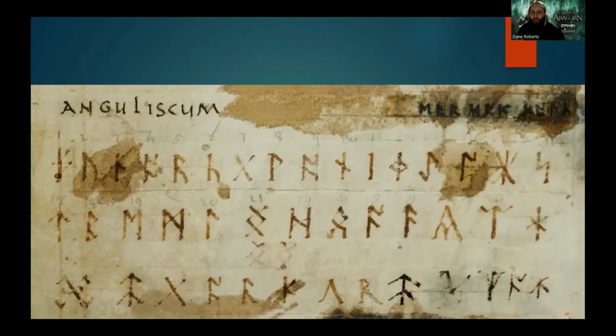Yeah. And heathenry has a racist past too. We admit it. Not all of them. But we are fighting those people. They're called folkish.